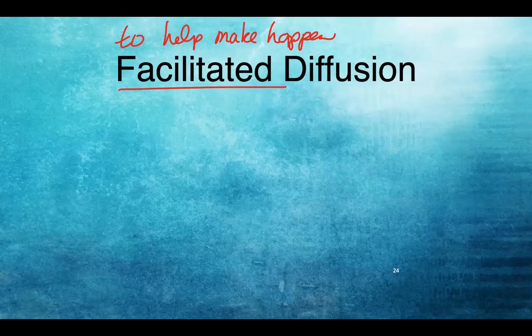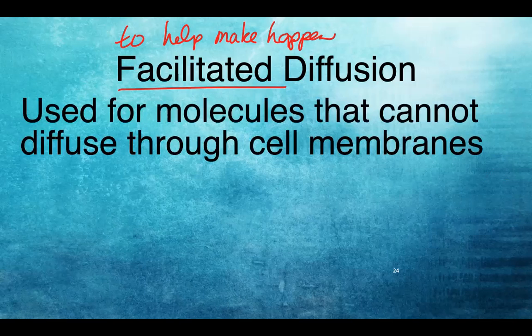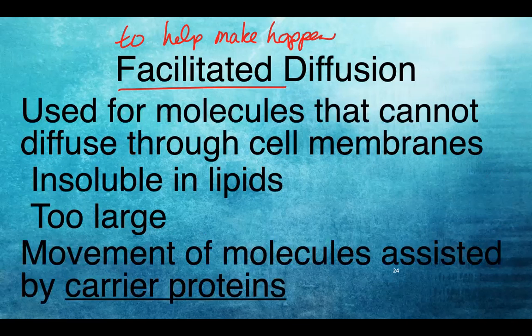So recall what I said a few minutes ago about how the only molecules that can diffuse through the cell membrane directly are nonpolar molecules because they go through the nonpolar phospholipids. Facilitated diffusion is used for molecules that cannot diffuse through the cell membrane. They are insoluble in lipids, or perhaps they are just too large to go through the lipid bilayer, but they are assisted by carrier proteins.